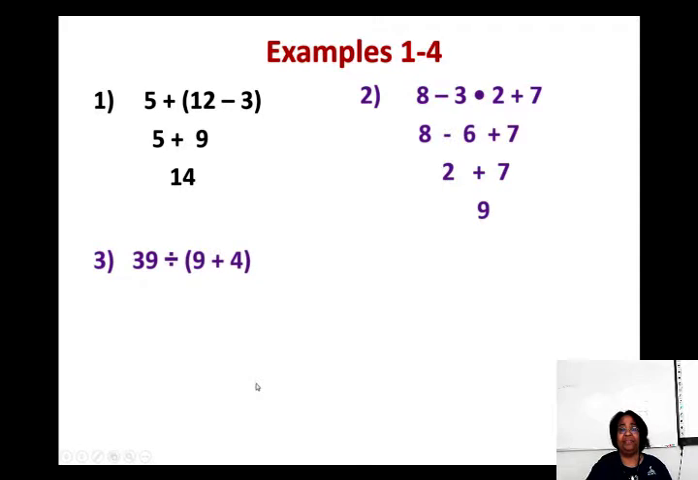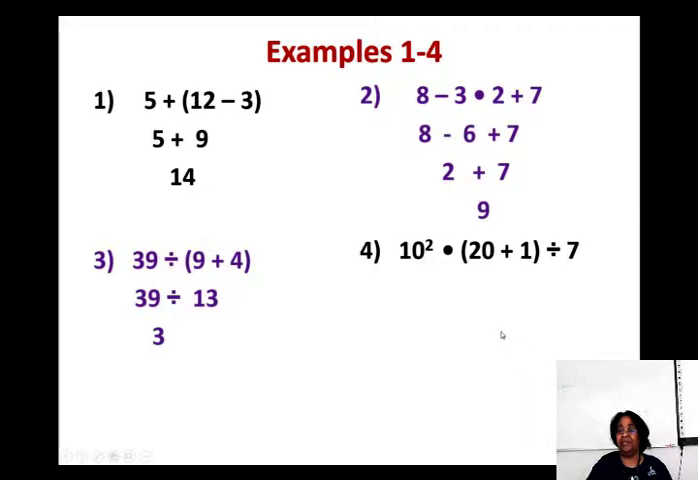What about number 3? What should I do first? 9 plus 4, because of the parentheses. 13. So that's my favorite number, right? 13. So what's 39 divided by 13? 3. Okay? And the last example on this page is, what do I do first?